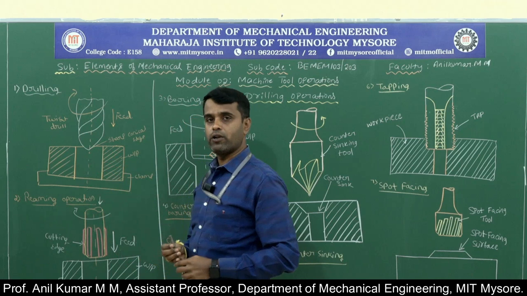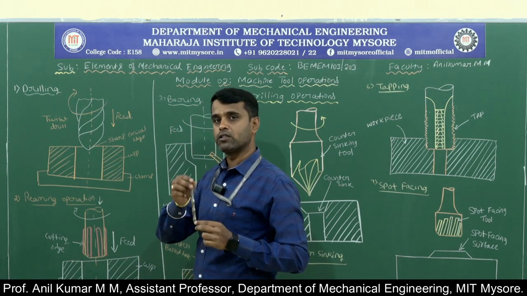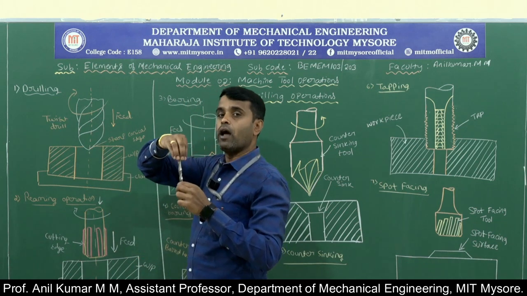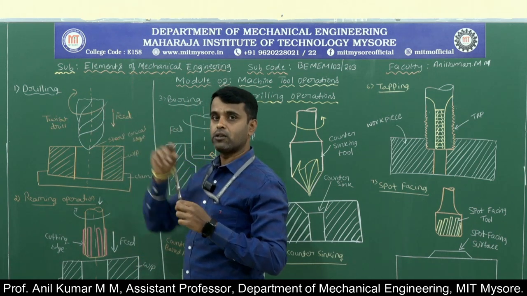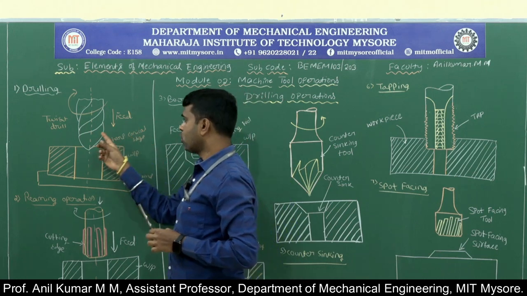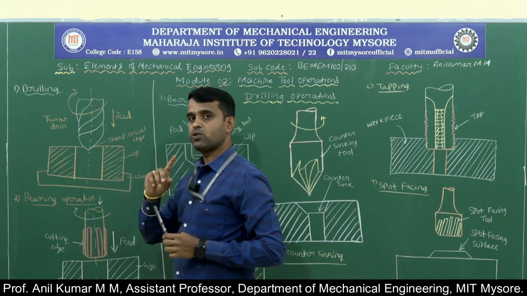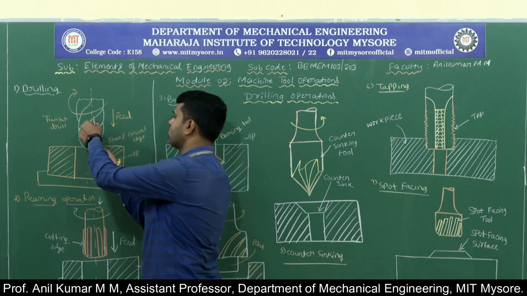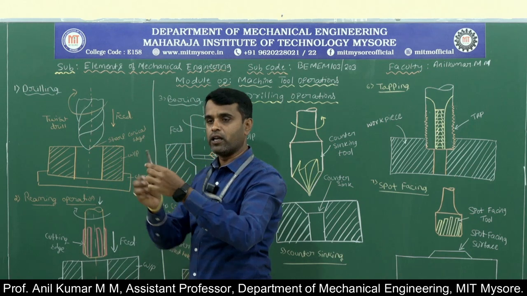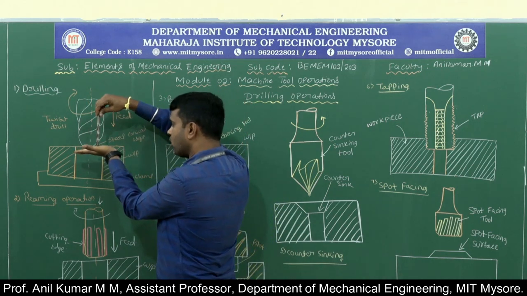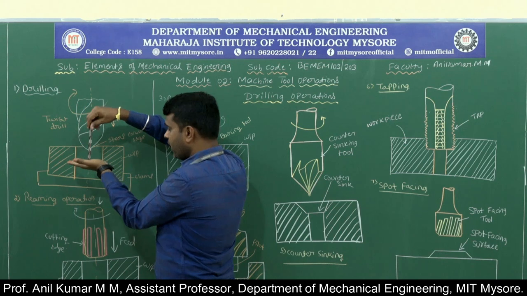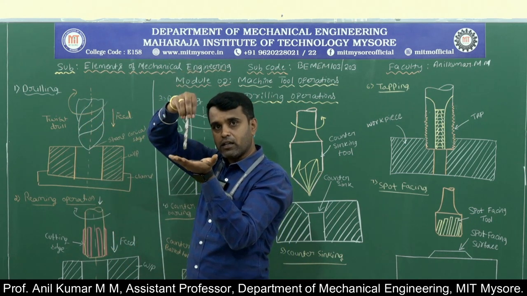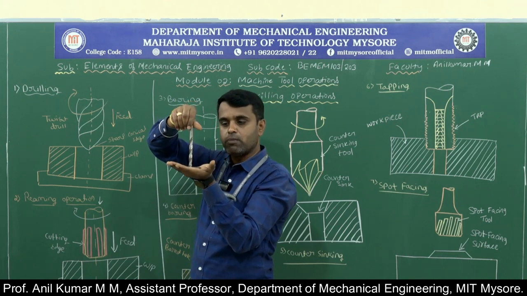Here we are using a cutting tool, which we call the drill bit. This drill bit is rigidly held in the chuck, and that chuck is connected to the spindle. When you switch on the machine, the spindle starts rotating at high speed, and the cutting tool rotates with it. We just have to feed the rotating drill bit against the stationary workpiece material.